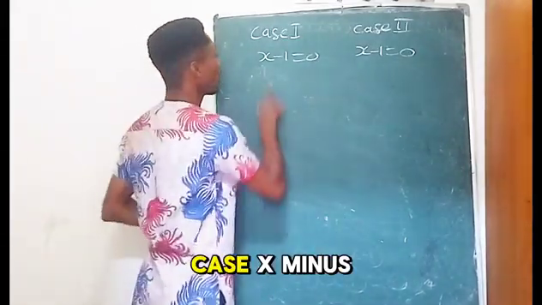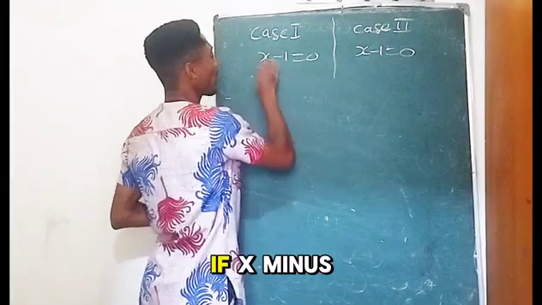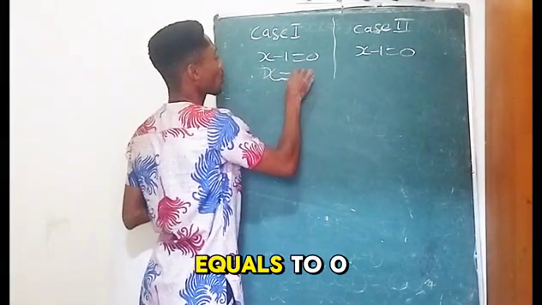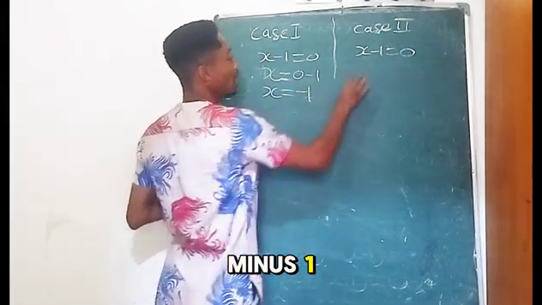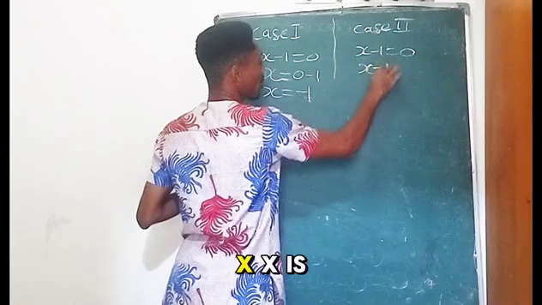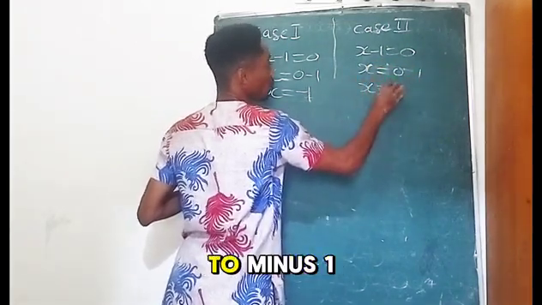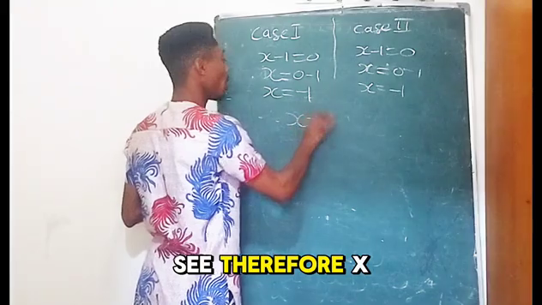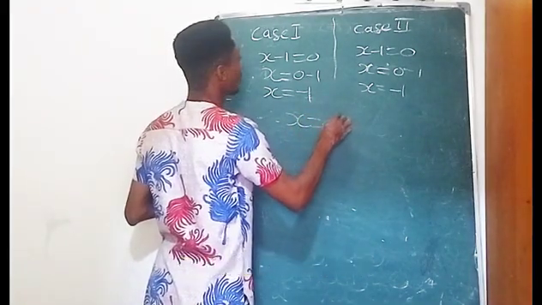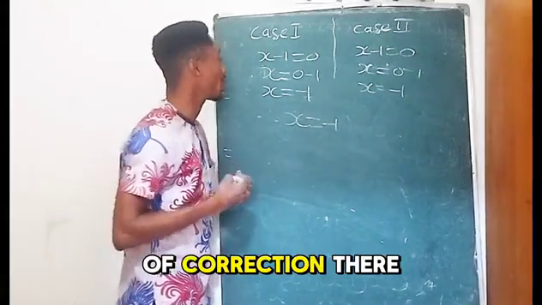In the first case, x minus 1 equals 0. If x minus 1 is equal to 0, that means x is equal to 0 minus 1. That means x is equal to minus 1. And if x minus 1 is equal to 0, x is equal to 0 minus 1, and x is equal to minus 1. So you can see, therefore, x is equal to minus 1 twice. Please let's do a little bit of correction there.